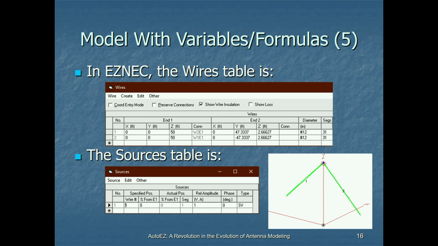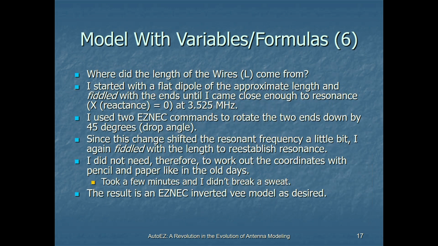So that's one of those little tweaks you would have to make. Now, where did that length come from for the 2 side wires? What I did to make my life easy was I started with a flat dipole of the approximate length up at 50 feet, and I simply fiddled with the end length and tipped them down until I got it to resonate, 0 reactance. And then I used some very nice EZNet commands to tip the 2 wires down to a 45-degree angle each way, which leads to the 90-degree apex.